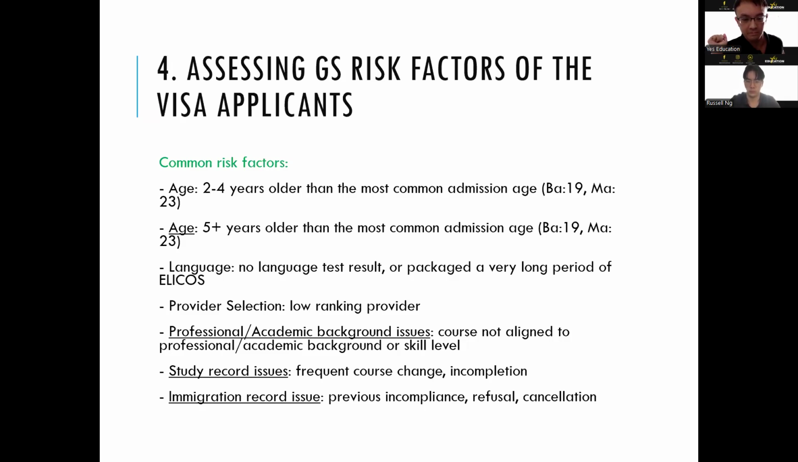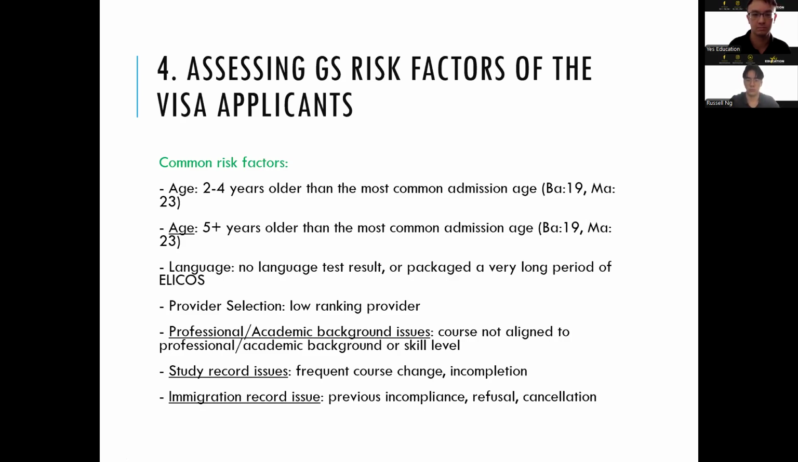So first of all, we got age. It's very obvious if this guy is 2 to 4 years older than the most common admission age, it might be a problem. Not that big, but it might be a problem. Usually, if a student graduated from high school and goes directly to the university, then the bachelor's admission age should be around 18 or 19. So if he's much older than that, then that could be a problem.